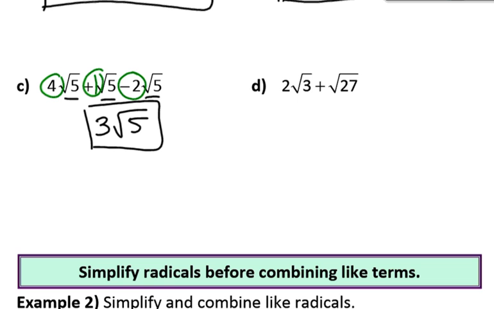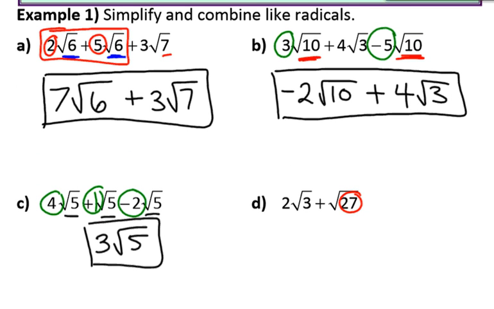All right, now in D, at first it looks like these are not alike. However, the square root of 27 is not a simplified square root. In all my other examples, 6, 7, 10, 5, those are all simplified square roots. They do not have any perfect squares in them. But in D, 2 root 3 is simplified, while square root of 27 is not. So before you can start adding terms together, you have to make sure that they're simplified.